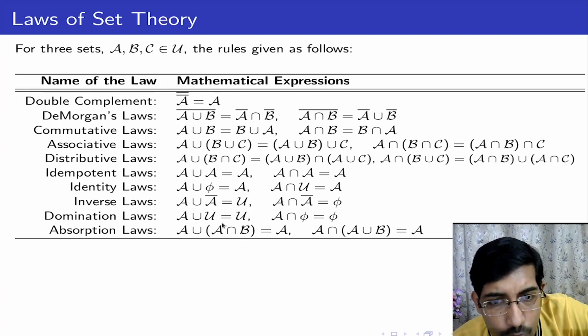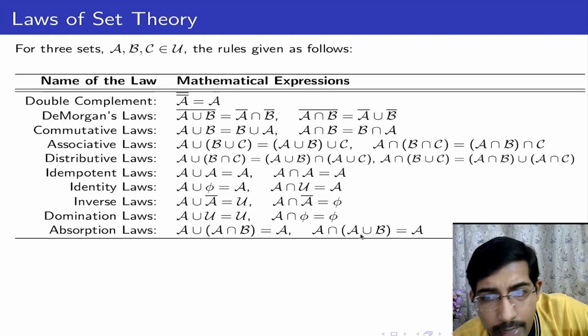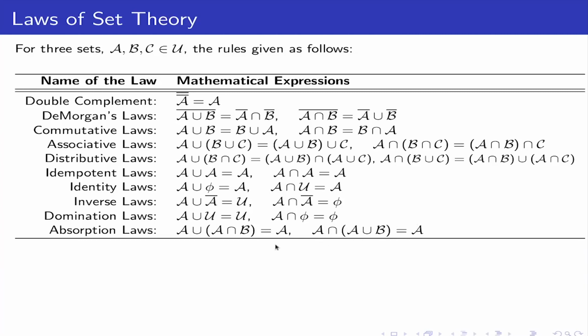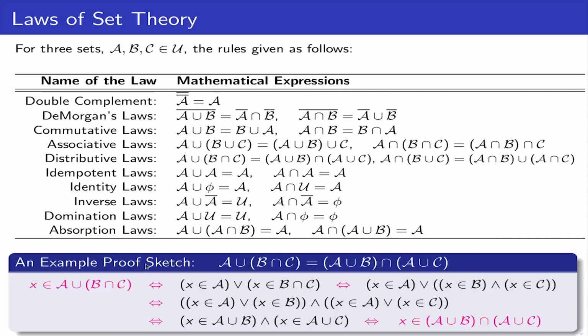Absorption: A union A intersection B. A intersection B is obviously a part of A, so it just gets absorbed. And A intersection A union B: obviously A is a part of A union B, because A union B is either A or more. Since it's an intersection, only A matters, and the rest gets absorbed. This is the absorption law. You can easily prove it formally using such kind of sketch.